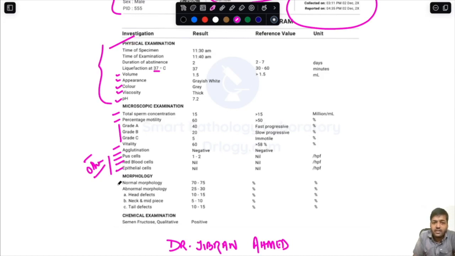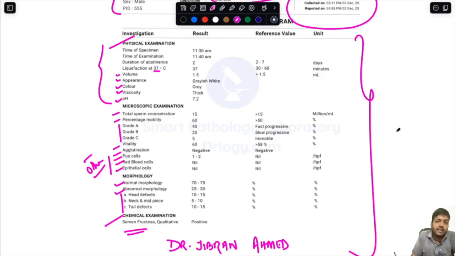Then there is morphology, normal and abnormal morphology, and the percentage of each, the head defects, neck and mid piece and tail defects. Sometimes some laboratories also include biochemical assays like semen fructose, the qualitative test whether it is present or not. This is the routine semen analysis, and these are the components of the routine semen analysis.